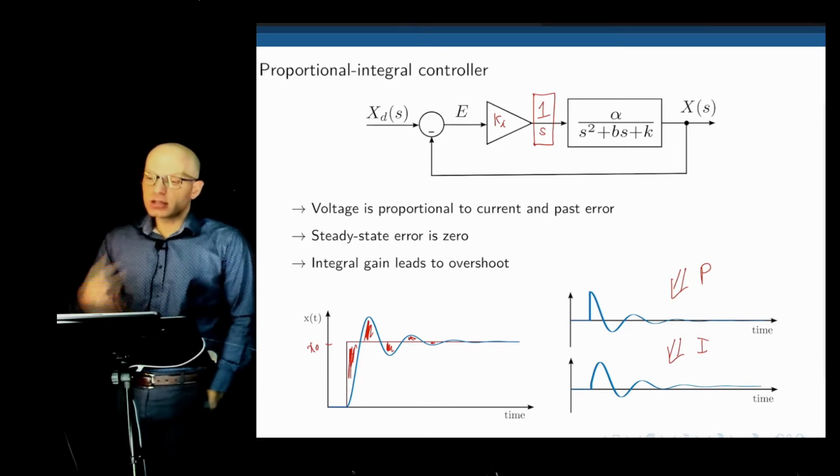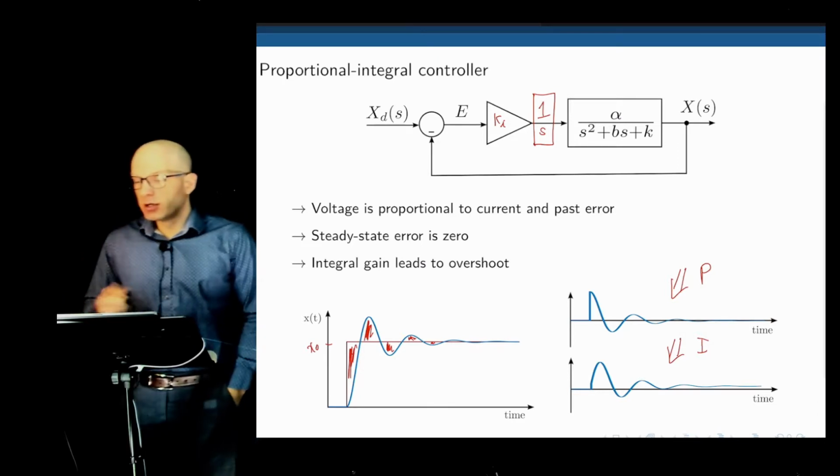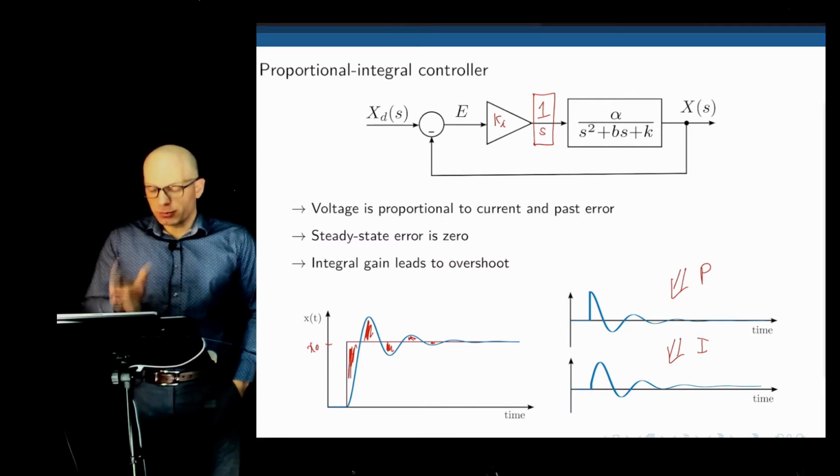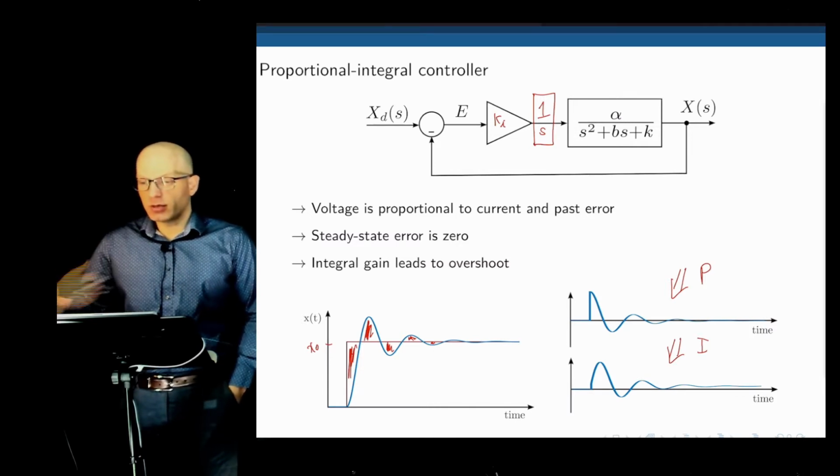So in a steady state, the integral controller is the one providing force to hold the mass in place. The proportional controller did its job in the beginning when the error was non-zero.